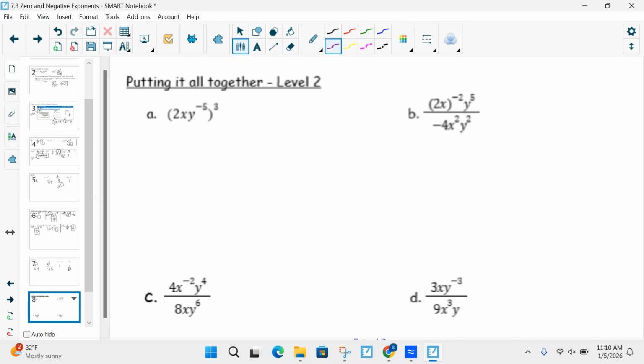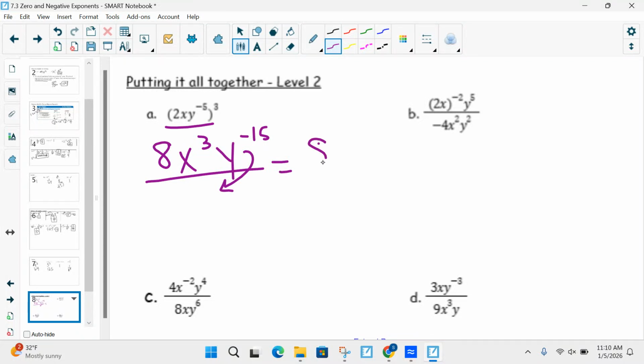So I'm going to raise everything in the parentheses to the third power. So 2 to the third power is 8, x to the third, and then y to the negative 15th. Now, we can't have a negative exponent, so we need to move the variable that does have a negative exponent to the denominator. I don't have a fraction right now, so I'm just going to make a fraction bar and draw an arrow for the y because I'm going to move it to the denominator to make it positive. You're only moving the part that has a negative exponent, though. So you leave the 8 and the x cubed in the numerator where they're at, and then you bring down the y and make it positive 15.